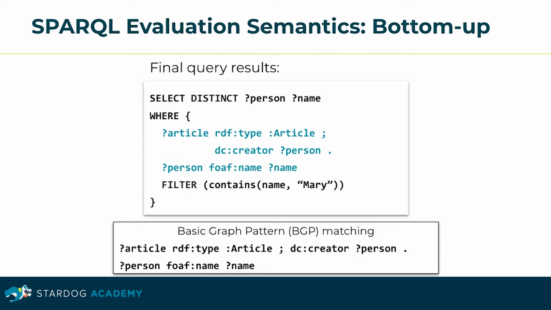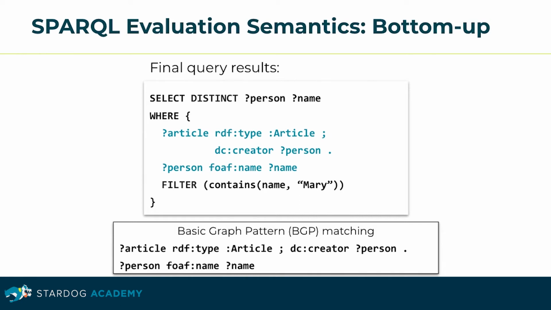Now, in this case, we have BGPs highlighted in blue. These are a set of patterns that match triples, or really quads, as all triples will have some context within the store of the RDF graph. Note that the semantics are declarative. They define BGP matching through subgraph isomorphism, but they do not tell which algorithm should be used to implement it.